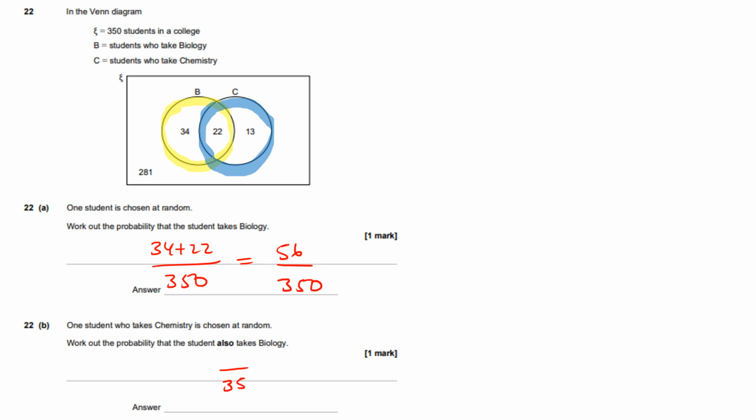Work out the probability that the student also takes biology, so that's going to be 22 out of 35. And that's how we get full marks from this question.